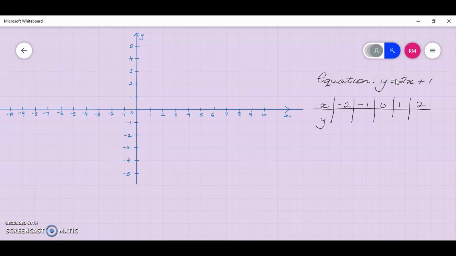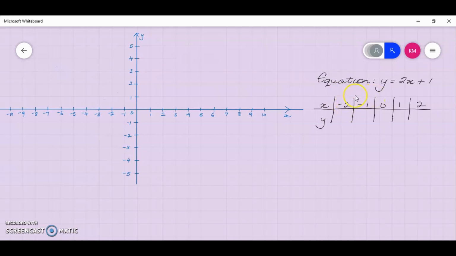And how are we going to determine our y values? Now, given this equation, y equals 2x plus 1, it is saying that in order to get our y value, we need to take our x value, multiply it by 2, and then add 1 to it. That is what 2x plus 1 tells us. We have to take our x value, multiply it by 2, and then add 1 in order to arrive at our y value. So our first value that we are going to consider is this -2.